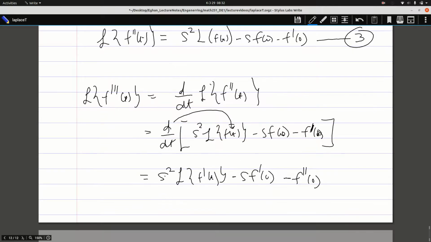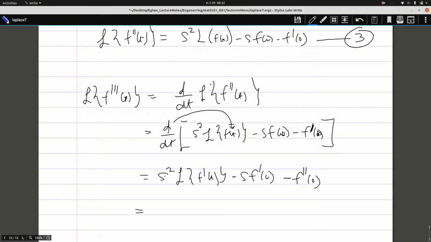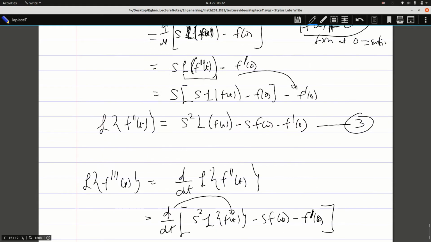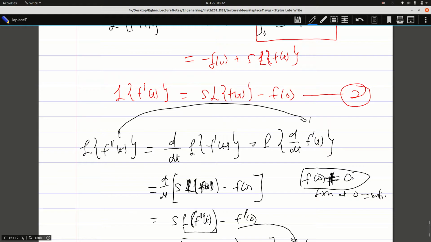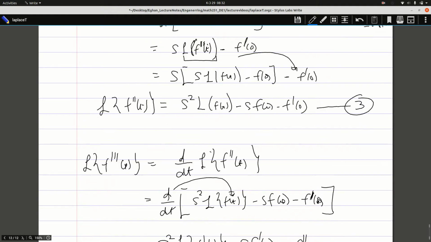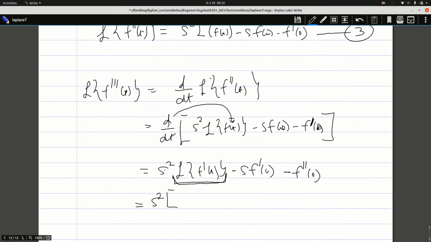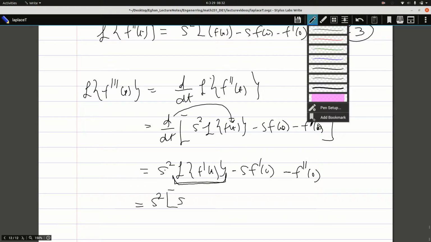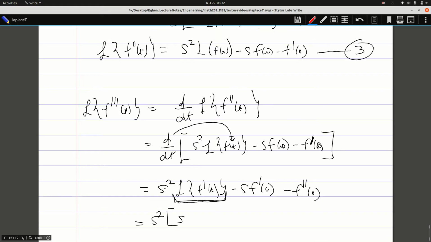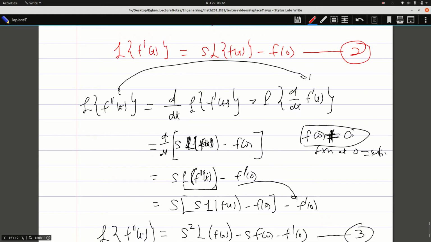Now I can do a substitution here because I know this function here. It is from equation 1. I've already solved for that. From equation 1, it is s. So let me change the pen for the substitution. From equation 1, let me just get that off head. It is s times Laplace of f of t minus that.